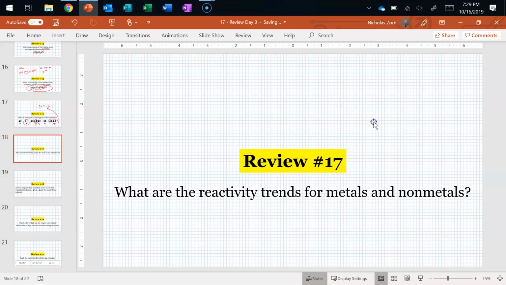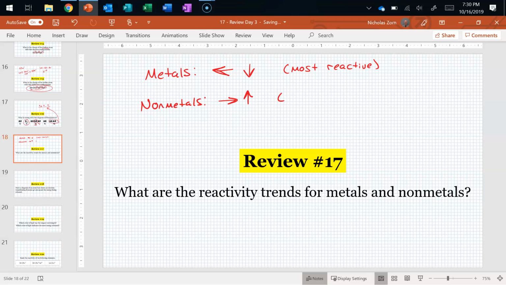All right, what are the reactivity trends for metals and nonmetals? For metals, it is to the left and down the group. These are the most reactive. And for nonmetals, they are normally to the right and up, with the exception of the noble gases. Because remember, those don't react. They've already got 8.